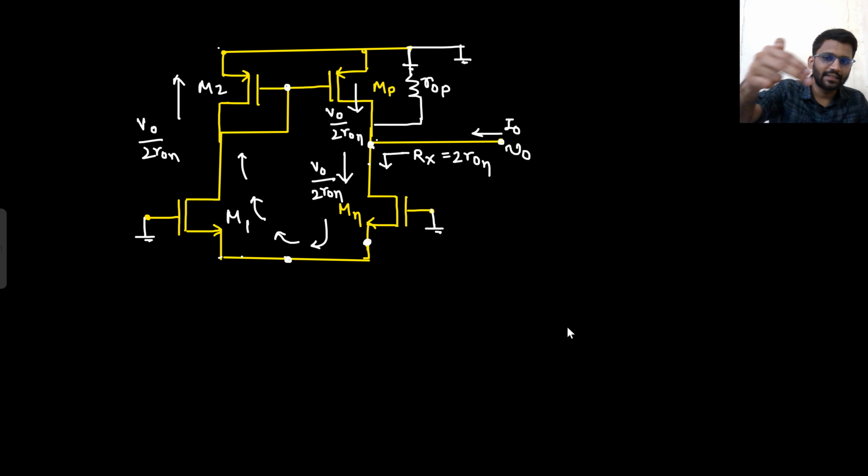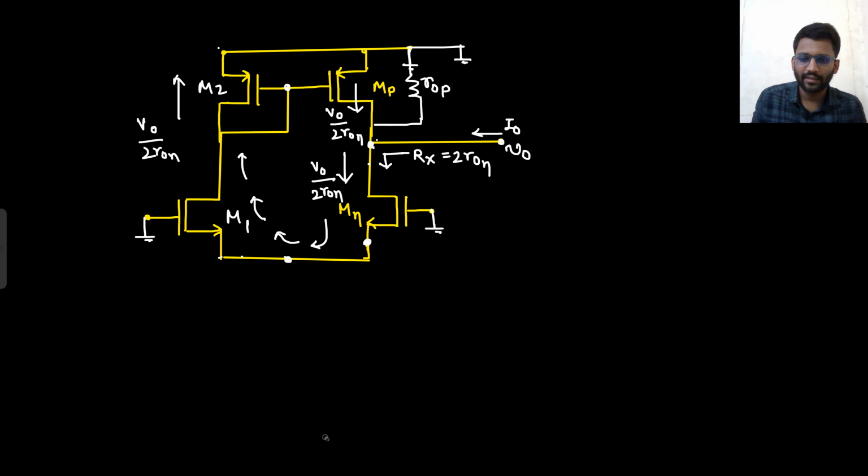So now from V0 to ground, if I see 2 RON, that means in the downward direction I have V0 by 2 RON current. That's for sure. That current will be flowing in the loop. And whatever current M2 has, the same current MP will have, because both of them have the same VSG value and same GM value. So the current is V0 by 2 RON.